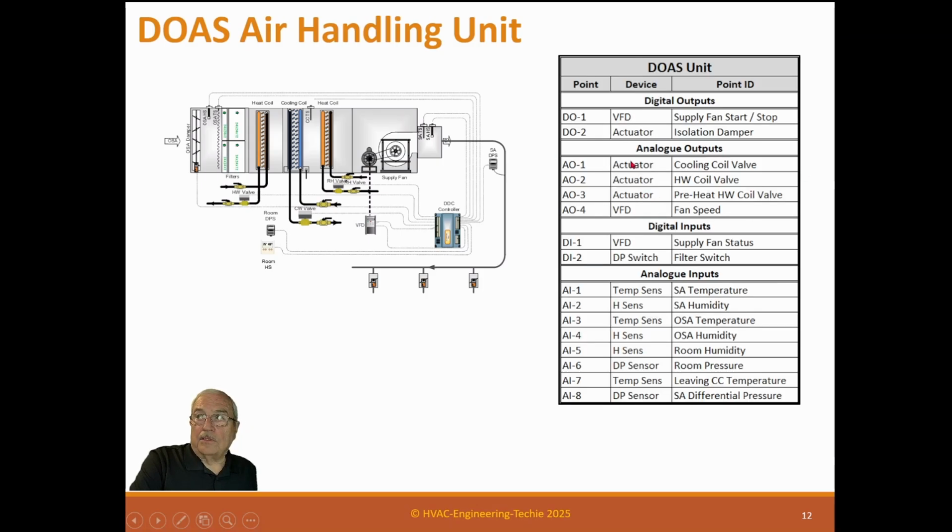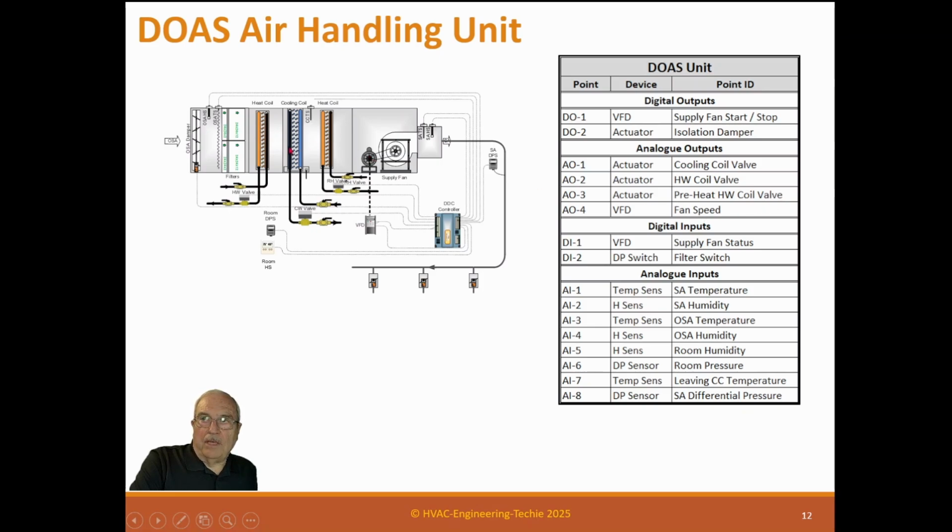Okay, this point list. DO1 is the supply fan start-stop. DO2 is the isolation damper. It has an isolation damper over here. So it's closed when the unit's off, and it's open when it's operating. The analog outputs are cooling coil valve, hot water coil valve, preheat hot water coil valve, and fan speed.